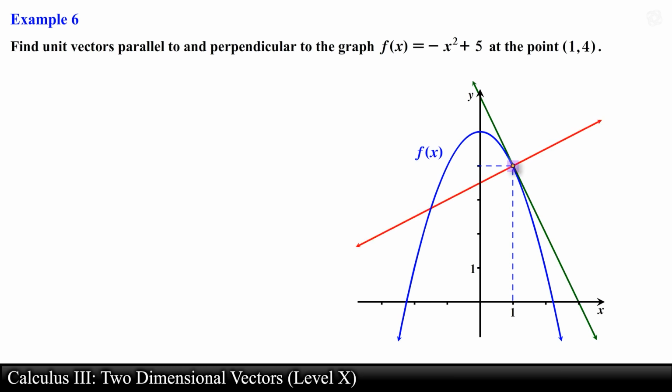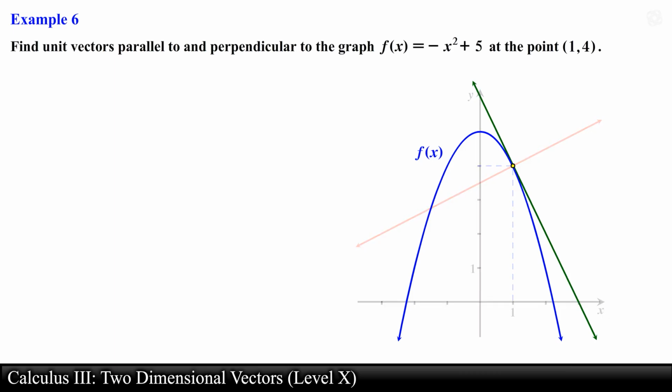In order to find a unit vector, we first need to determine the direction or components of a vector that is either parallel or perpendicular to this function at the given point, and then normalize the vector.